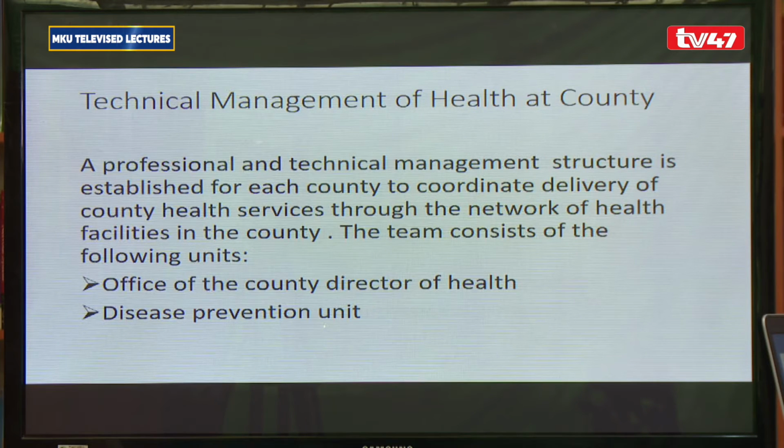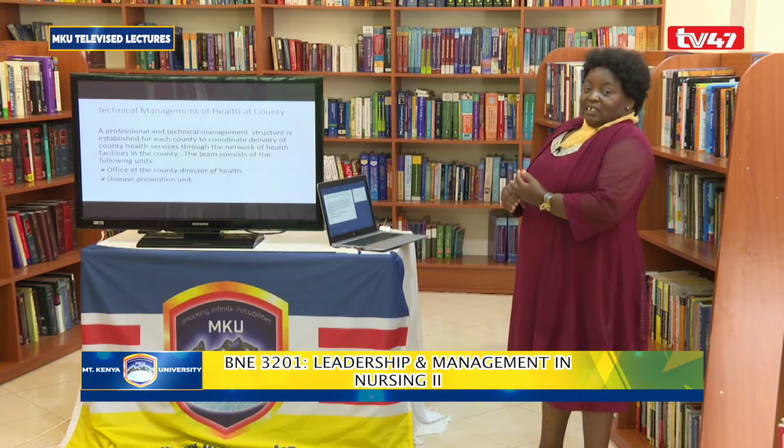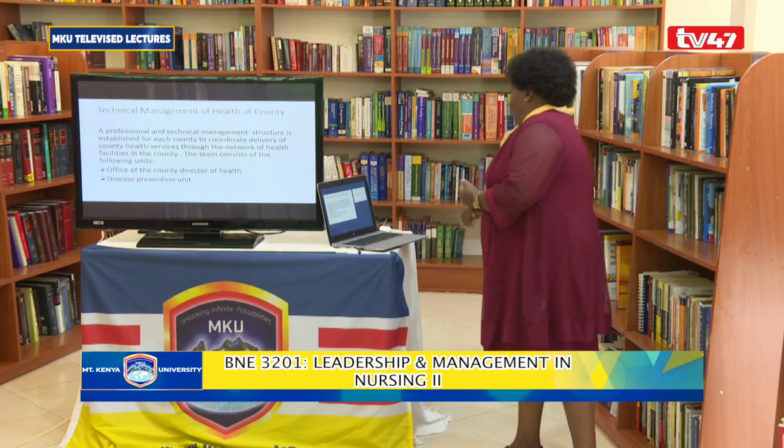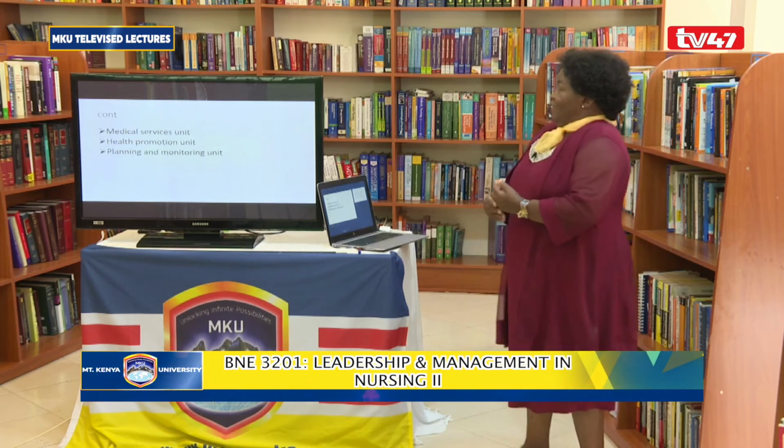As we have mentioned earlier, there are several facilities at the county level. The team consists of several units. At the county level, the professional team has an office of the county director of health. And there is also a disease prevention unit, so that at a county level, if there is an outbreak of a disease, then that unit is responsible for coordinating the service.